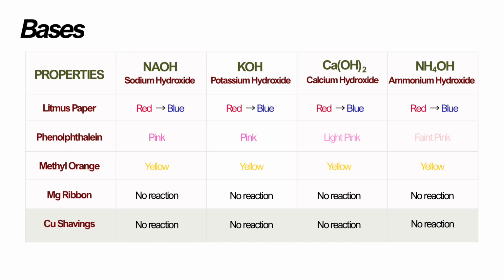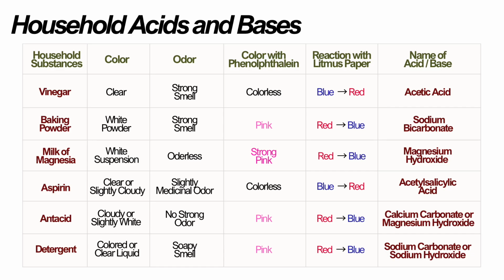So let's now move on to the next result, household acids and bases. For the first column, we have different household substances, acids or bases. And the next columns are its properties, mainly the color, odor, its color with phenolphthalein, reaction with litmus paper, and the name of the acid or base that is present in the substance. So we will talk about each substance and its properties one by one.